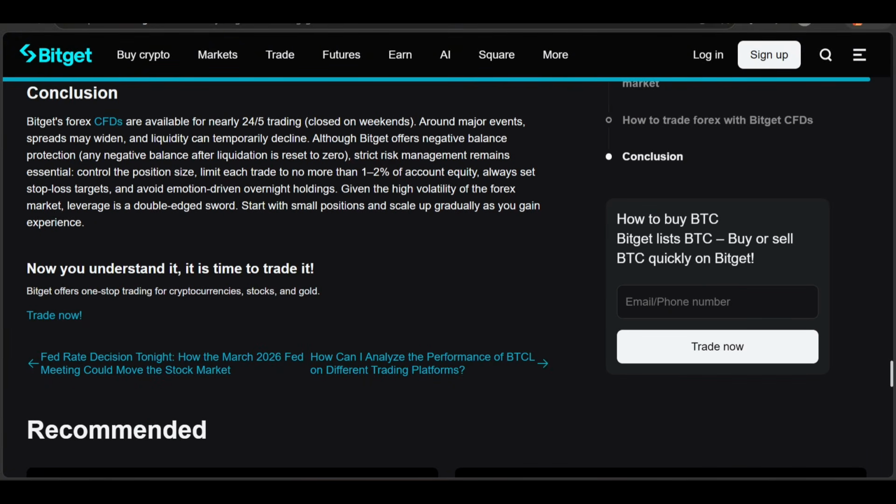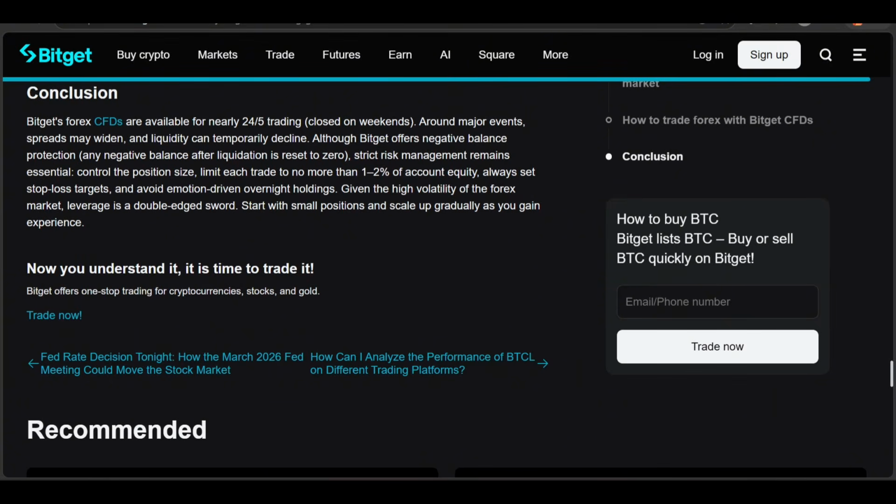And what is the risk? Bitget forex CFDs are available 24/5. Around major events, spreads widen and liquidity can temporarily decline. Although Bitget offers negative balance protection, where the negative balance after liquidation is reset to zero, strict risk management remains essential. Control the position size and limit each trade to no more than 1 to 2% of the account equity. Always set stop loss targets and avoid emotion-driven overnight holding given the high volatility of forex.